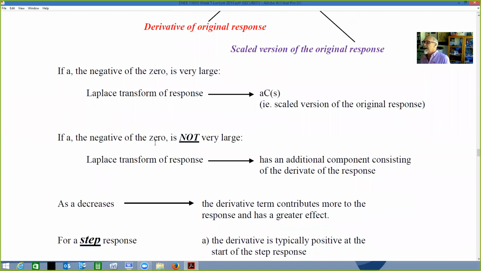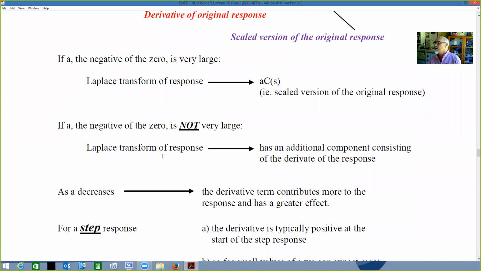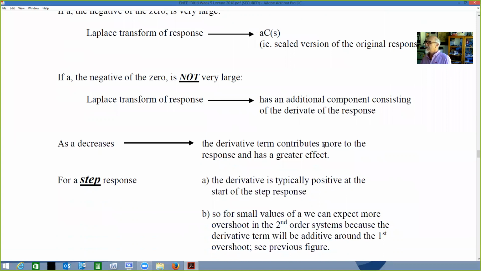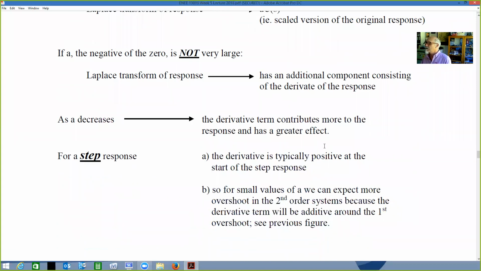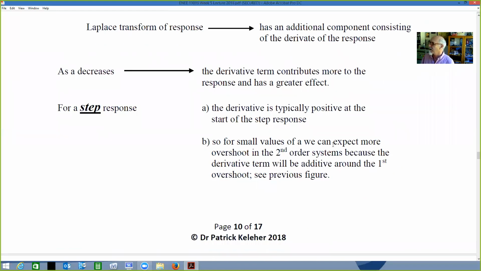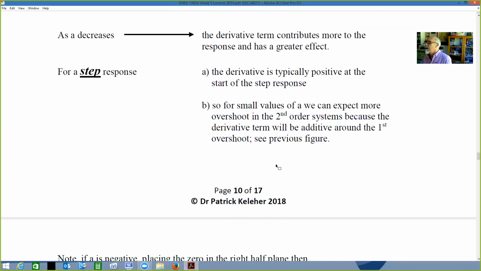If A, the negative of the zero, is not very large, then when we do the Laplace transform, it has an additional component consisting of the derivative of the response. Now, as A decreases, the derivative term contributes more to the response and has a greater effect. So, for a step response, the derivative is typically positive at the start of the step response, and so for smaller values of A, it's part of the factor, but it's actually a root because the factor is (s + A), so the root will be the A value. So for small values of the root A, you can expect more overshoot in second order systems because the derivative term will be additive around that first overshoot. All right.